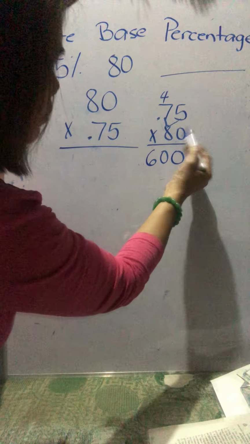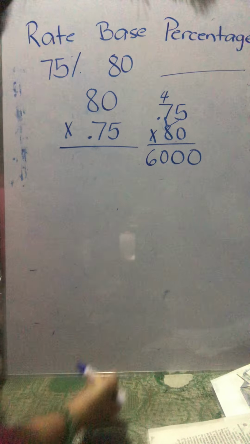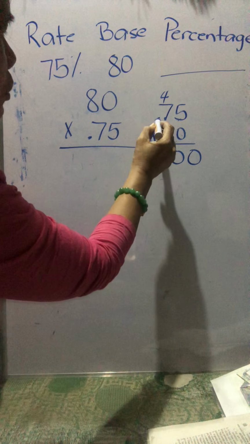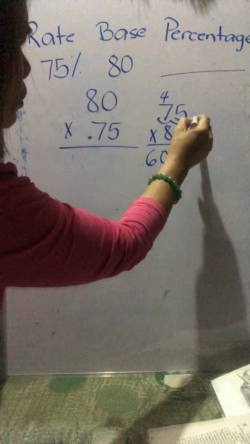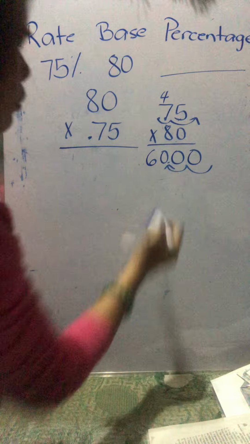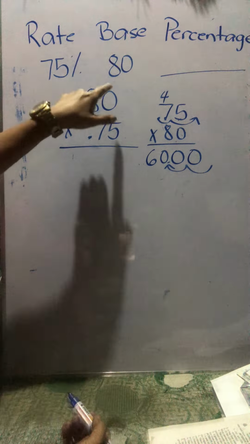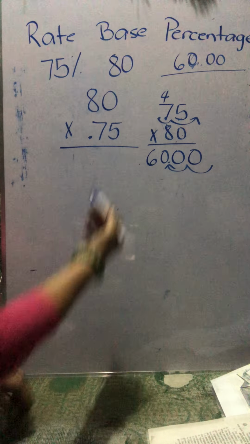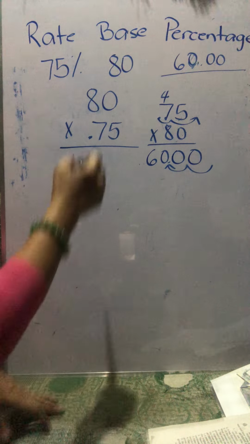Meron ka ngayon ditong isa pang 0. So, you have to add 0 here. Okay? So, meron ka ngayon dito decimal point. So, you have to put 1, 2. Okay, this is now 1, 2. Okay, ayun. So, ang 75% ng 80 ay 60 pesos. Ayun. Lagay natin ng 60.00. Okay nyo? Okay, if you think naman na ito rin yung mas gusto ninyo, pwede rin.